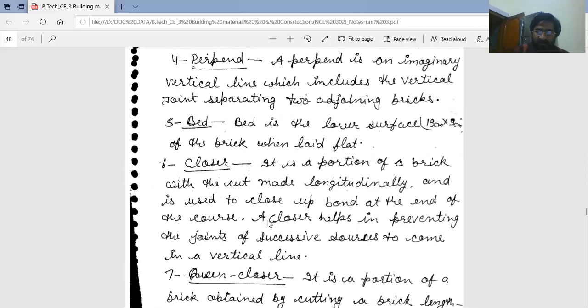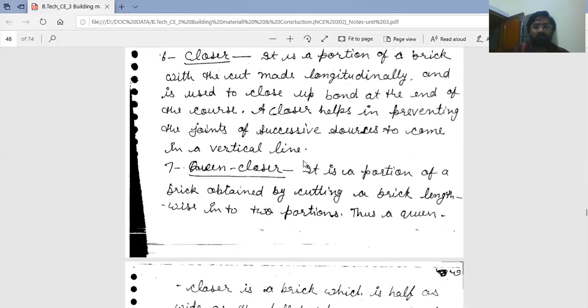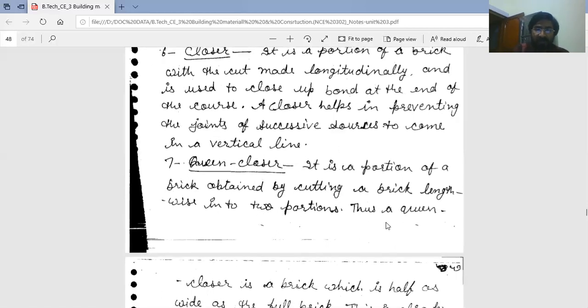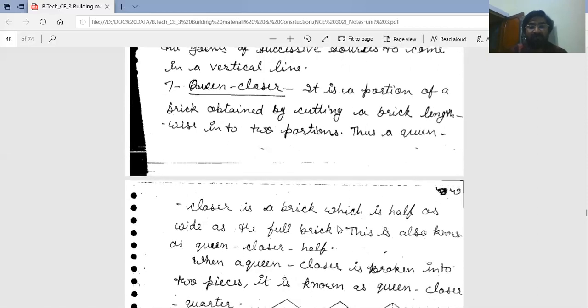And some closures. First is queen closure. It is a very important term, queen closure, for making the bonds in brickwork. It is a portion of a brick obtained by cutting a brick lengthwise into two portions. Thus, a queen closure is a brick which is half as wide as the full brick. This is also known as queen closure half or queen closure.